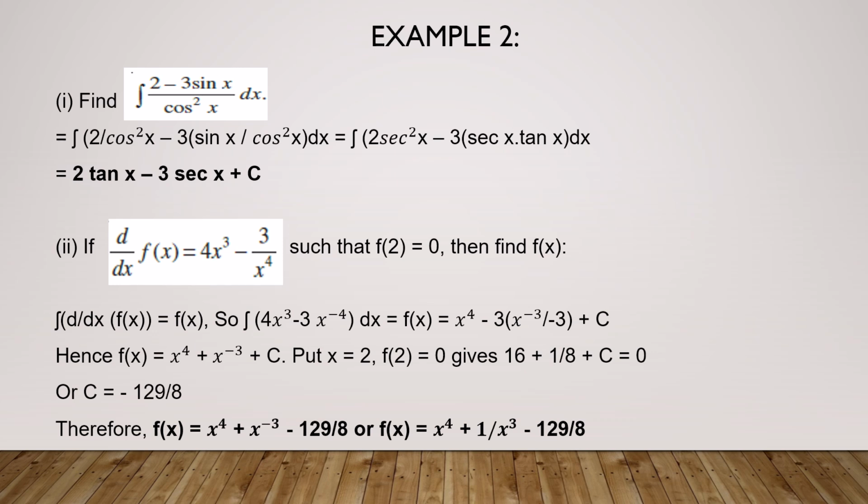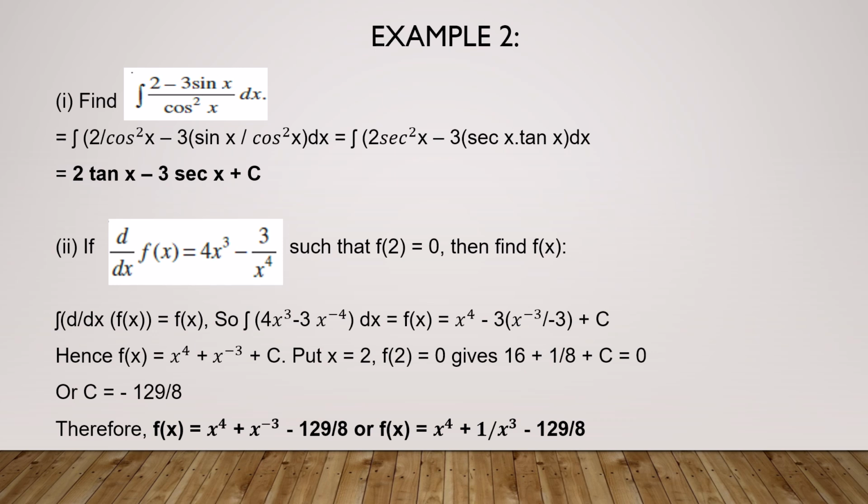First one is the integral of 2 minus 3 sin x upon cos square x dx. First thing is we simplify it. The first term is 2 upon cos square x, which is 2 sec square x. The second term is 3 into sin x by cos square x, which is 3 sec x into tan x. You know that the integral of sec square is tan and the integral of sec x tan x is sec x.